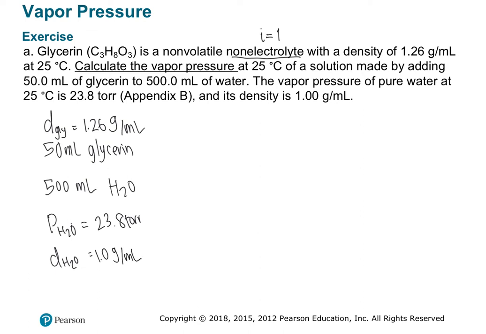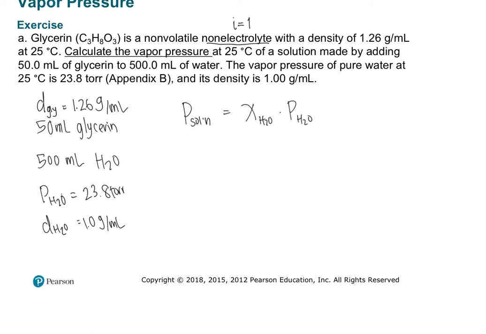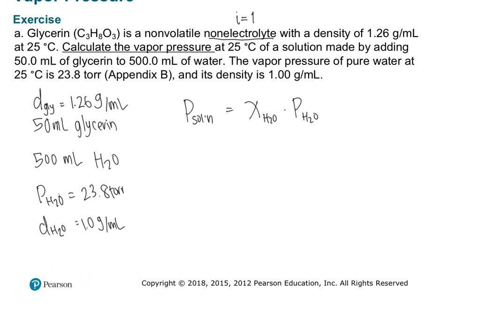Okay, so we want to find the vapor pressure of my new solution, and that's going to be equal to the mole fraction of our solvent, which in this case is water, times the vapor pressure of water. So we need to find the mole fraction of water. Remember, mole fraction of anything, in this case water, is going to be the moles of water divided by the total moles. So in this case, water plus moles of glycerin. So let's find out how many we have.